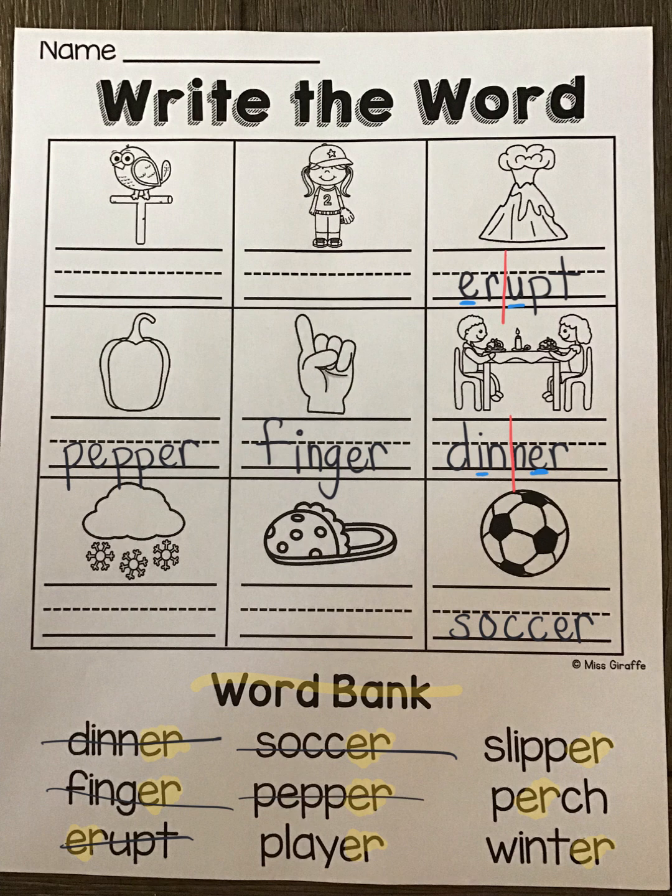All right, I want you to finish the rest on your own with player, slipper, perch, and winter. When you're finished, please turn it into the basket and move on to Lexia. Way to go.